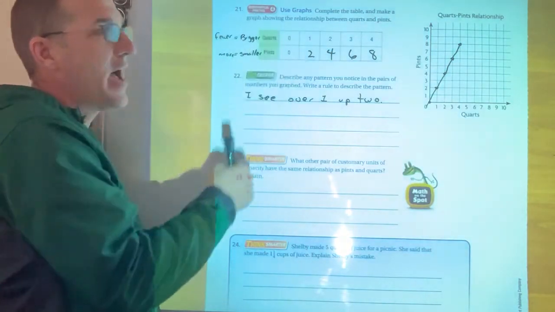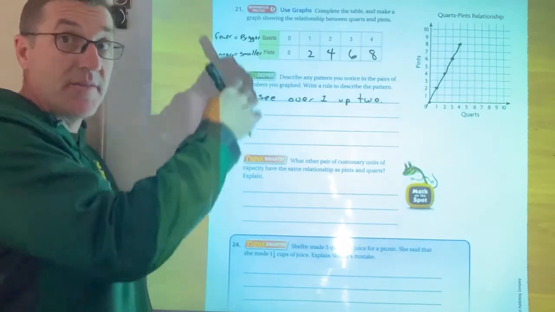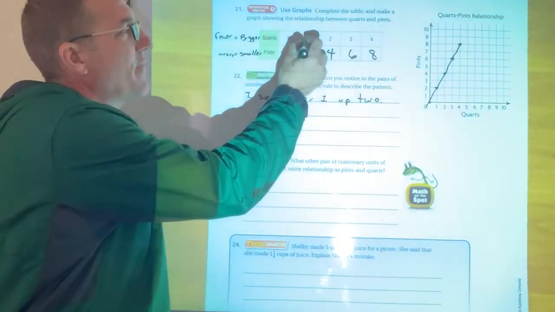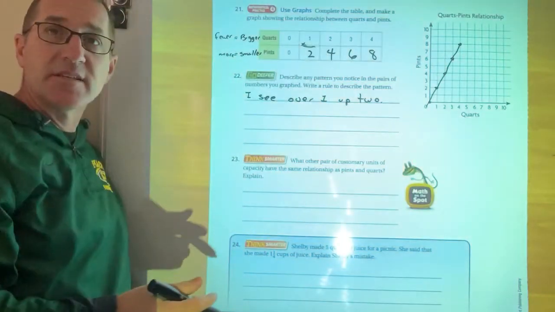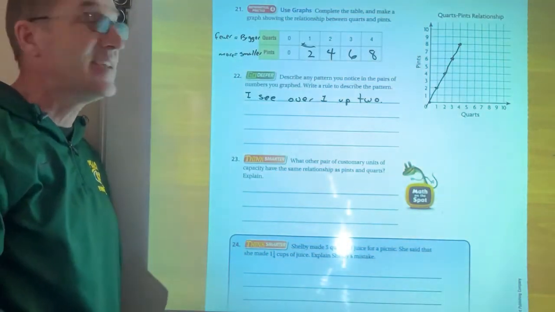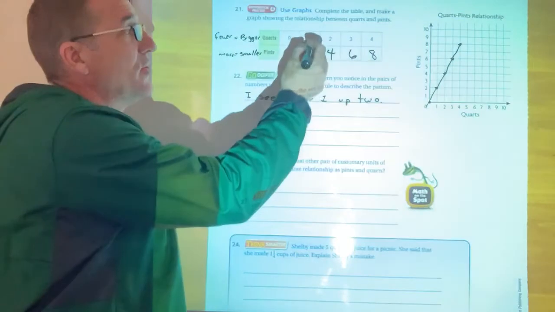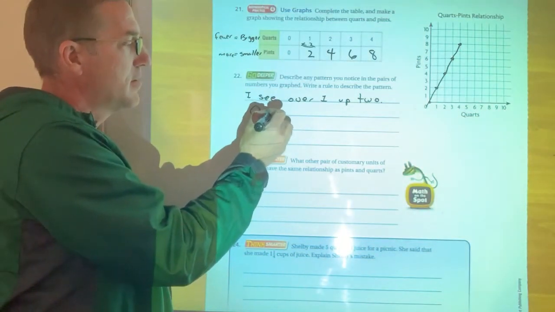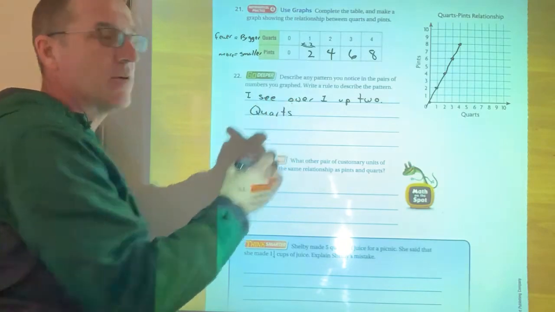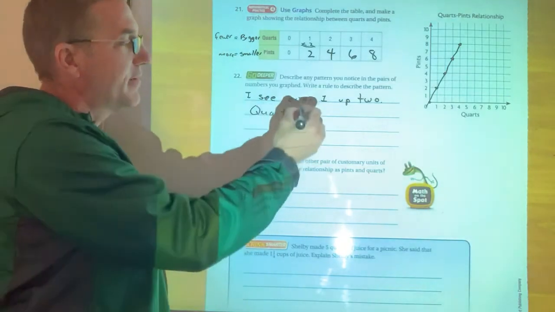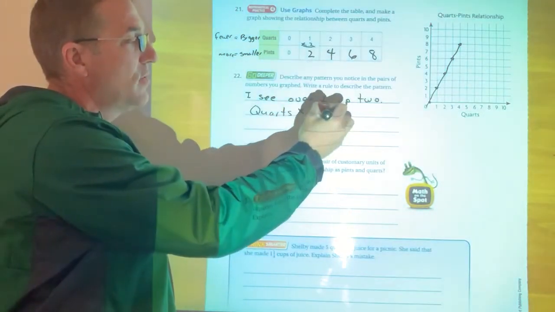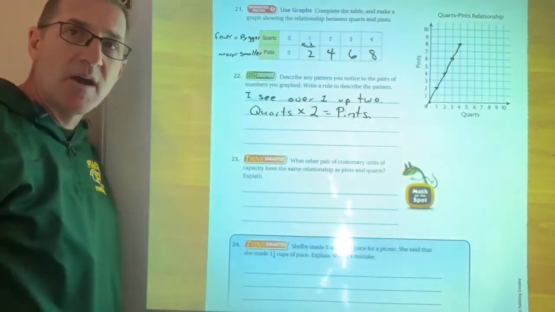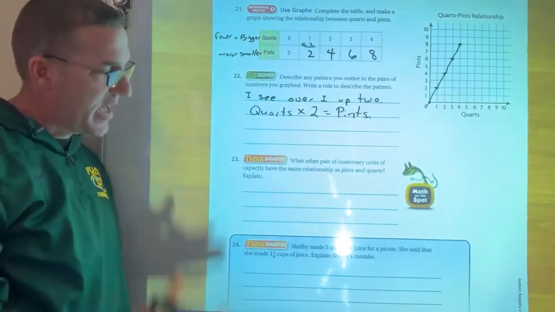It's x times some number to give me the y, or divide, depending on what the relationship is. But we know that right here, if I put a multiplication sign in, I use the small numbers to make things easier. 1 times what is 2? Of course it's 2, so it's going to be quarts. I always want to write quarts like the rock. Quarts times 2 equals pints, which is something that we already know. It's just another way of looking at it.